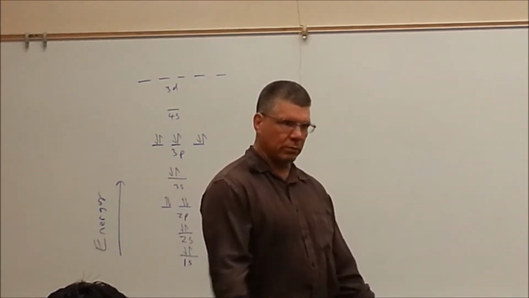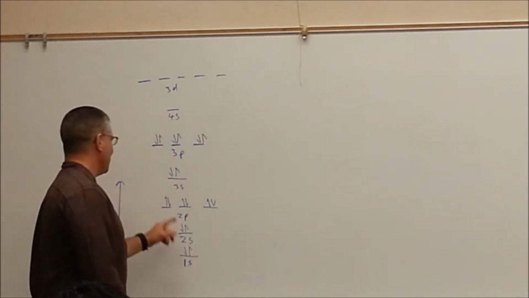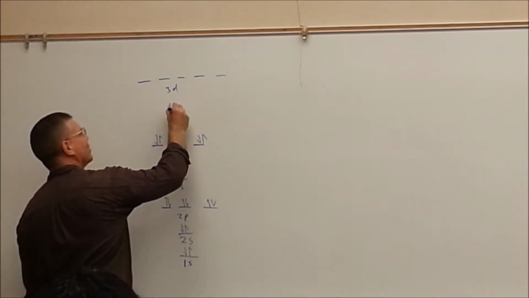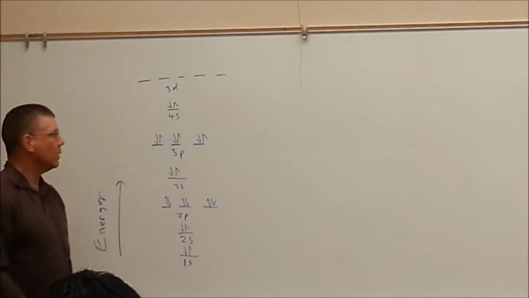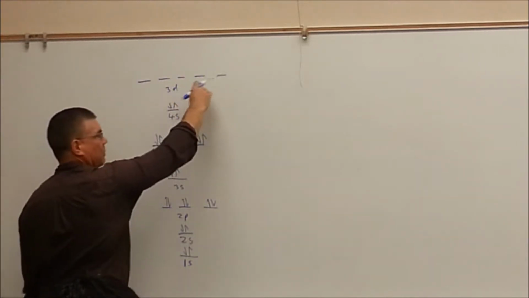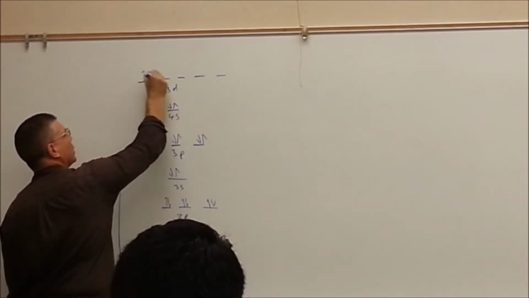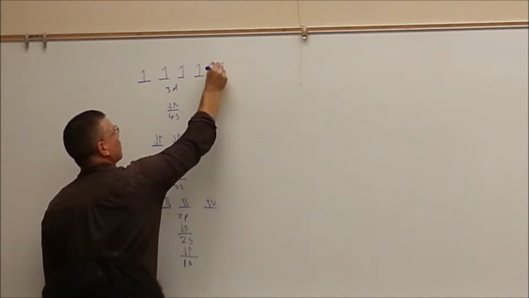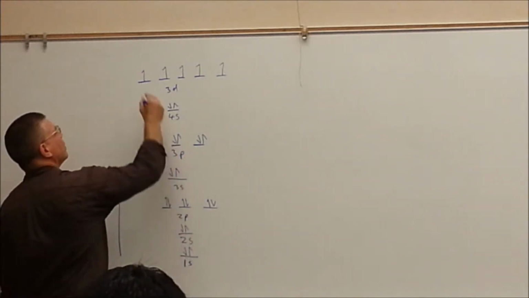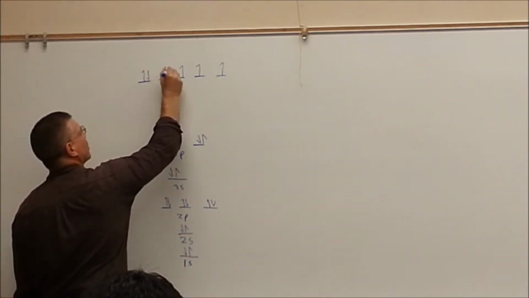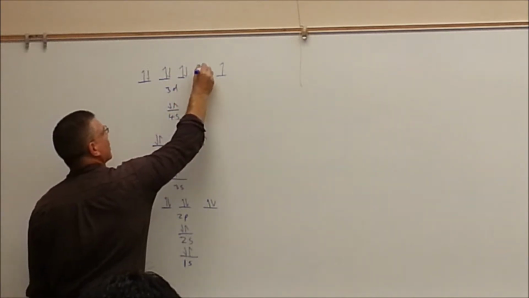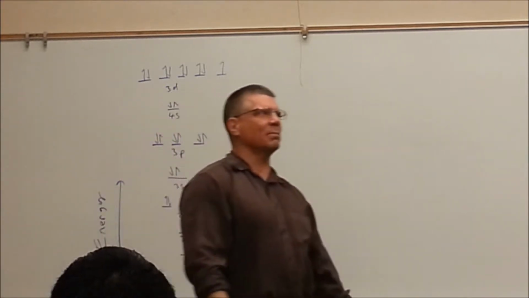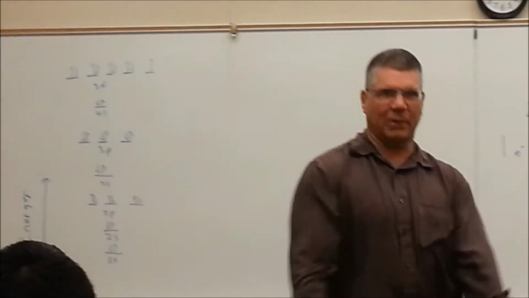I lost track. 2, 4, 6, 8, 10, 12, 14, 16, 18. Sorry. 19, 20. You guys understanding what I'm doing? So now once more Hund's rule comes into play. 21, 22, 23, 24, 25, 26, 27, 28, 29. Now, I shouldn't have picked copper because it's an exception, but this is the method.